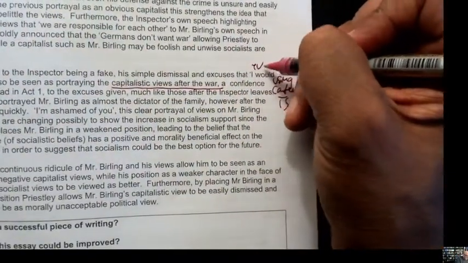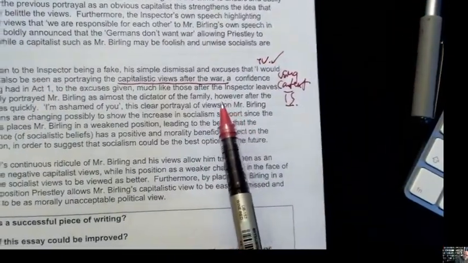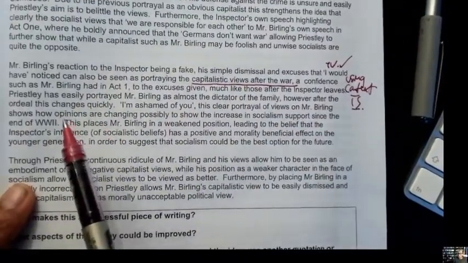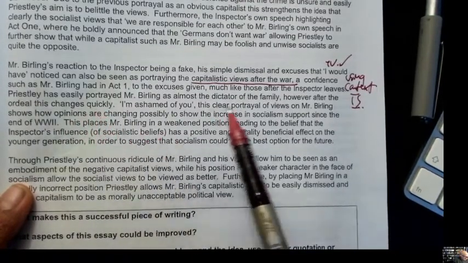They have some evidence. The inspector leaves... sorry, I've lost it.